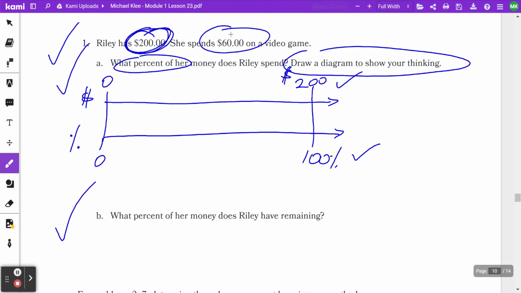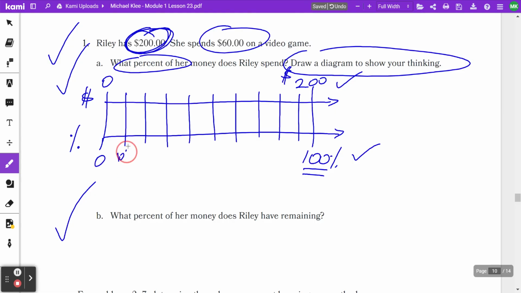And now she spends 60 bucks. Now the thing is, where does the $60 actually go on this thing? Well, you have to make some choices. For me personally, if I'm starting with the 100%, I'm just going to break this into 10 parts and start from there. So 1, 2, 3, 4, 5, 6, 7, 8, 9, and there are my 10 parts. And if that's true, that means this is 10%, 20% there, 30% is there, 40% is there, 50%, 60%, 70%, 80%, and it should work out.